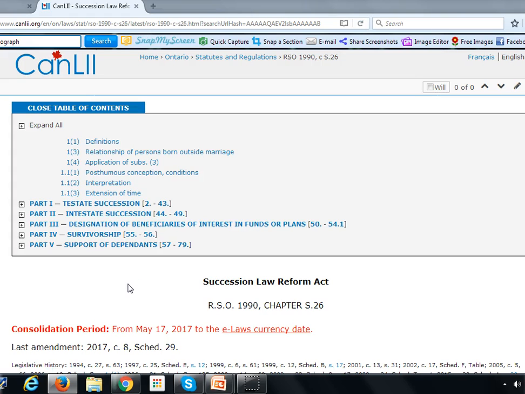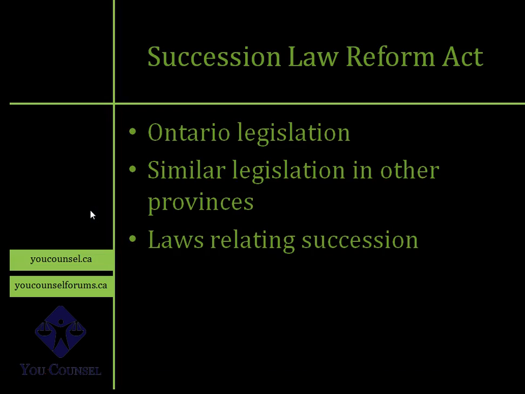That understanding is incorrect, and as you can see, Part 2 deals with intestate succession, meaning someone who has passed away without a valid will: what happens to their property and their assets is governed under this part. And if someone has died with a valid will, that is covered by Part 1 on testate succession. So all of this is covered in the Succession Law Reform Act. By all means, check out this legislation to get a good understanding of the laws relating to succession.